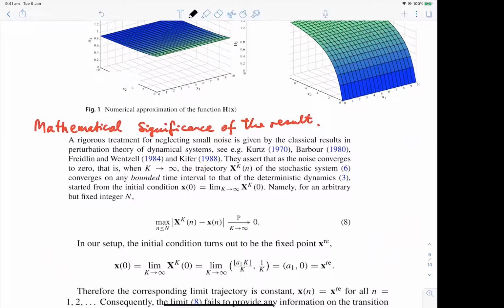Classical results, probably better to quote Freidlin and Wentzell or Kifer or Kurtz and Barbour, claim that the effect of small noise on fixed time intervals is negligible. There is no effect. You can discard the noise. However, what we find here is that if we take intervals that go to infinity as noise goes to 0, then the effect of small noise is sizable, and we exactly know how to describe this effect.